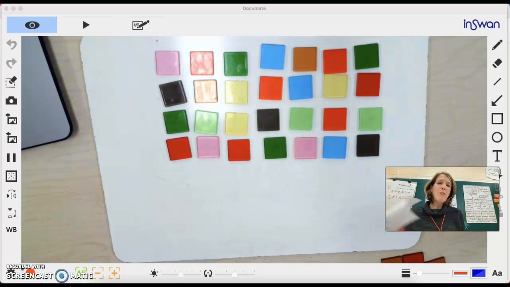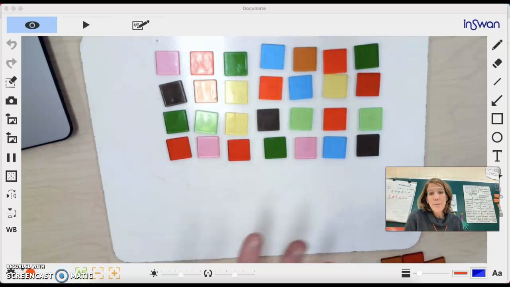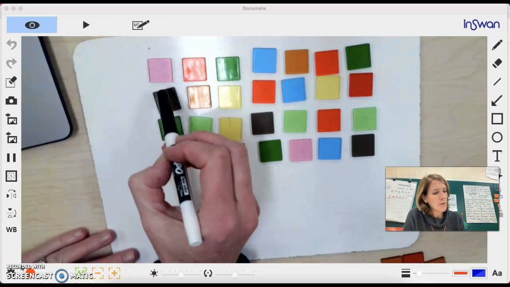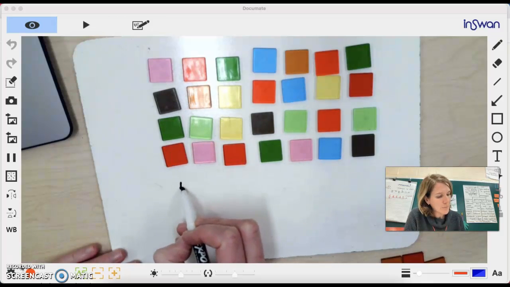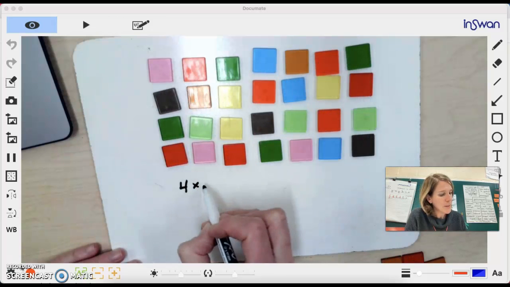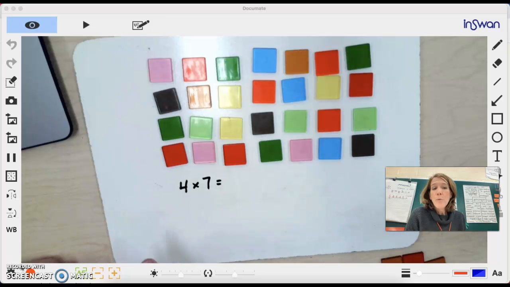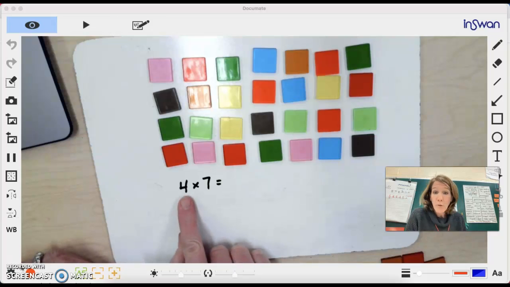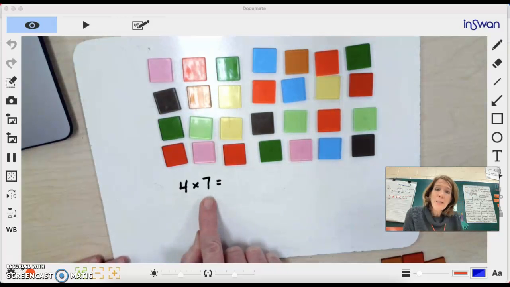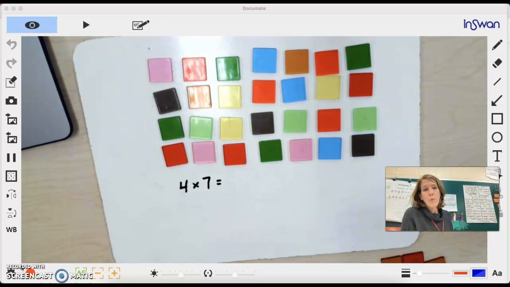Okay, so here's an array. Doesn't it look beautiful? It's like a stained glass window. And if I asked you to name this array, I know you would all be able to name it. It's 1, 2, 3, 4, so it's 4 times 1, 2, 3, 4, 5, 6, 7. 4 times 7. Now, if you don't know what 4 times 7 is, we could break it into pieces. We could either break the 4 into pieces, or we could break the 7 into pieces. So let's do it both ways together, okay? And you're going to write your facts down on your board.